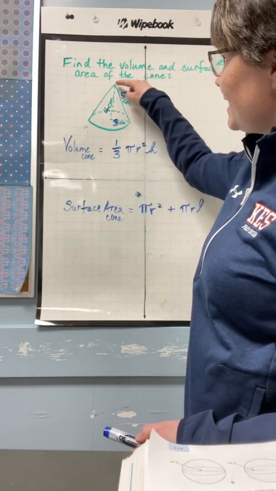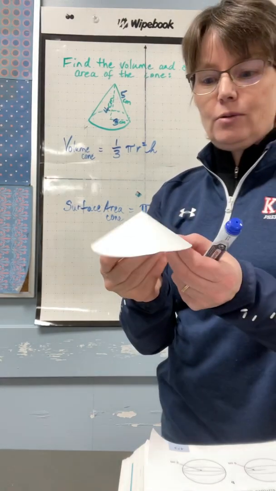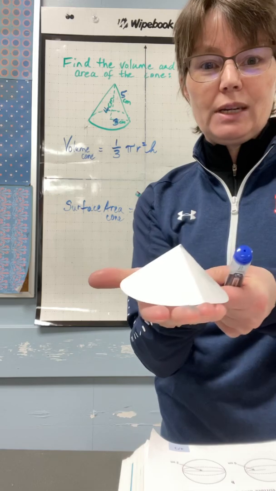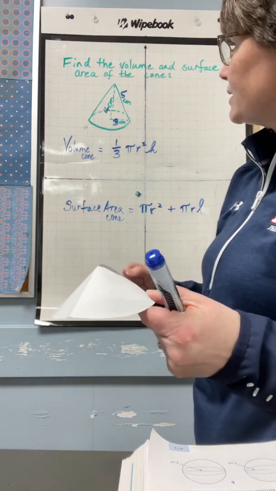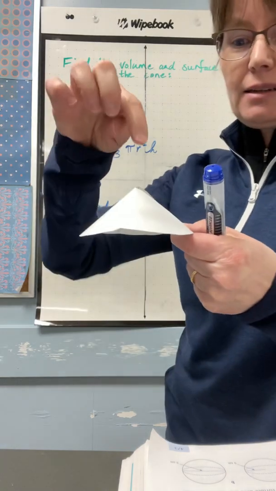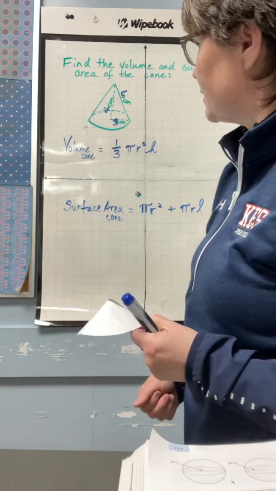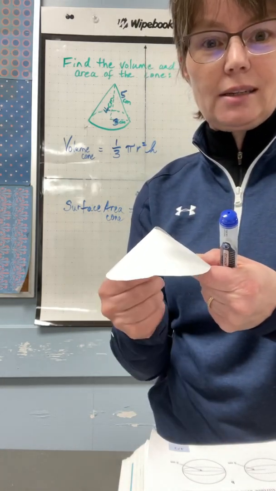The slant length of that cone, and if you want to see a cone, here's one that I made. It doesn't have a bottom, but we'll pretend that it has a bottom. So that slant length is 5 centimeters. The height from the tip to the base is 4 centimeters. And then the radius of the base is 3 centimeters.